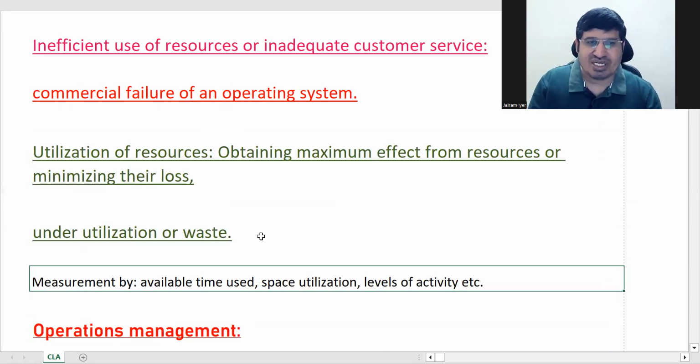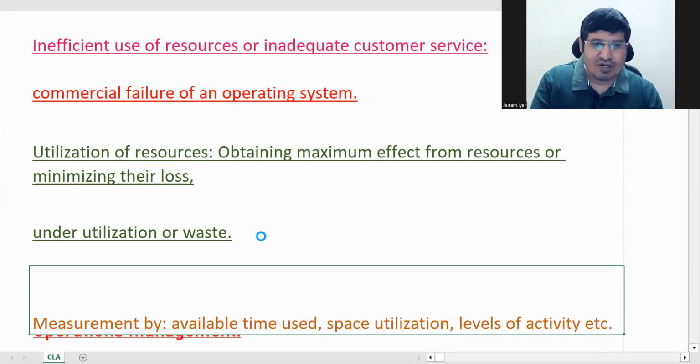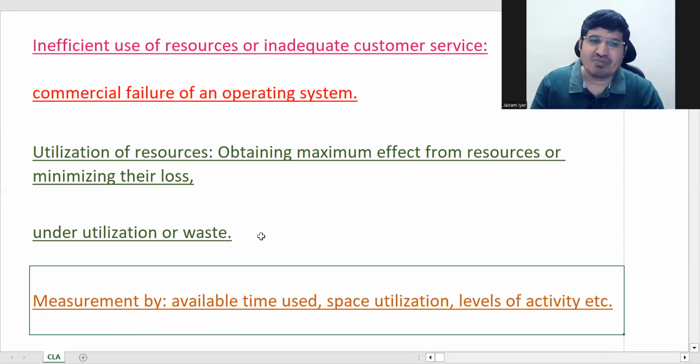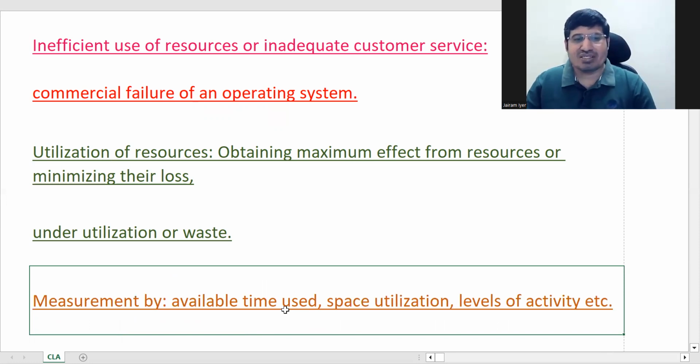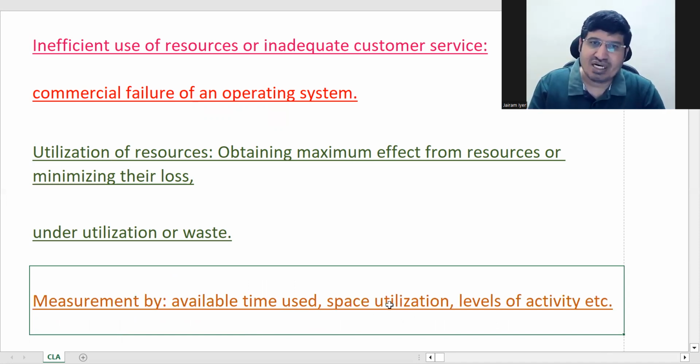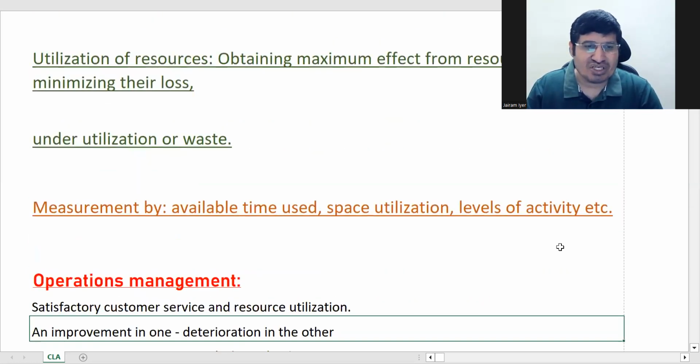So how is it measured that your utilization of resource is good? How will you measure your utilization of resource? You'll measure by available time used. So say you should have done the work in 100 minutes, you have taken 120 minutes. Time-wise you can measure it. Space utilization, you can measure it, because if you take more space, it will result in more rent. Then levels of activity. Levels of activity is basically how much sales, how much production you can generate. So in this way you can measure it.